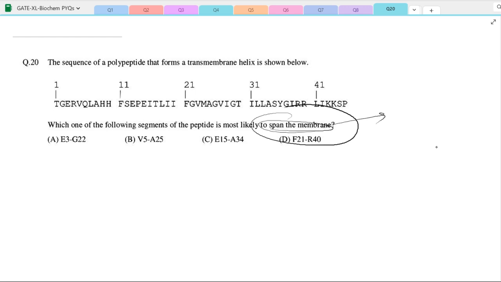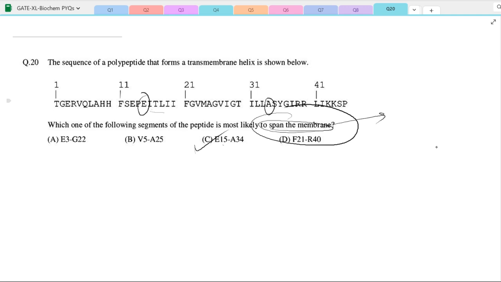So if you go by that approach, the correct answer here would be option C, because here it is from E15 to A34. That is from here to A34. If you look at the amino acids here, that is isoleucine, threonine, leucine, isoleucine, phenylalanine, these are all highly hydrophobic and they can easily span the membrane.